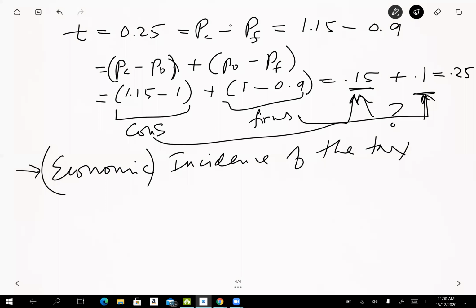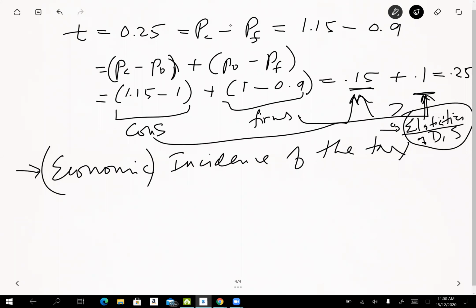But how do you know what the distribution is? The distribution will, to a certain extent, depend on one important factor: the elasticities of demand and supply, and we're going to look at this later on. For now, we argue that the incidence of the tax will be borne by both parties, but the distribution will be determined by the elasticities. That one we come back to later.